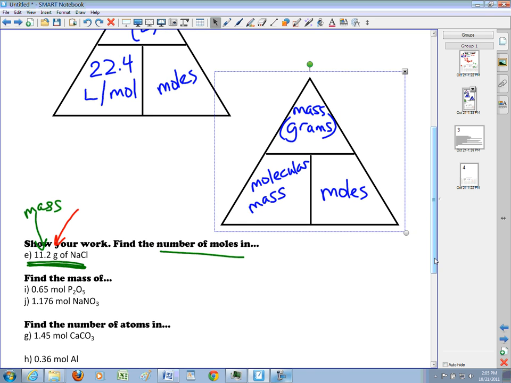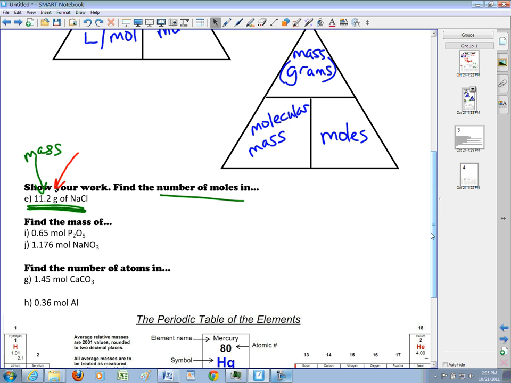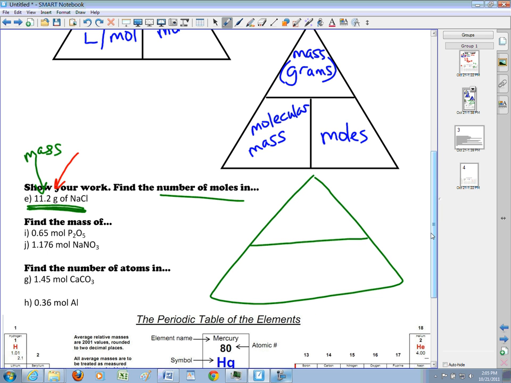Okay, here we are. So you can set up your question within the triangle if you want. I'll draw the triangle to find my answer. Okay, so it's given me 11.2 grams. I'm going to write that right here in the spot of my triangle that lists the grams. I don't know how many moles that is. That's what I'm trying to find here. So I'll just write a question mark equals how many moles. I also don't know this part, the molecular mass, and the compound I'm given is salt. I need to find the molecular mass.